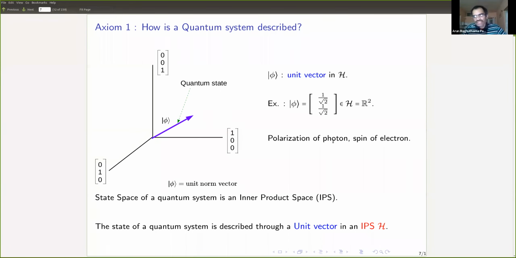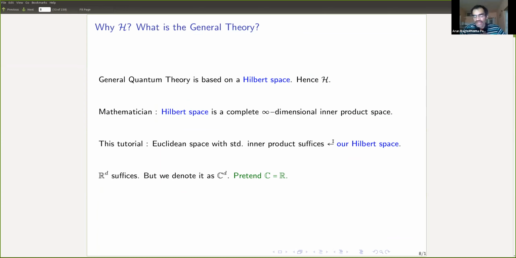You might ask why I denote this inner product space as H. General quantum theory is based on a Hilbert space. The state space of a general quantum system is a Hilbert space. What is a Hilbert space? A Hilbert space is a complete, possibly infinite dimensional inner product space. But we'll make life simple and not complicate it. We just take a Euclidean space with the standard inner product. That is our Hilbert space.